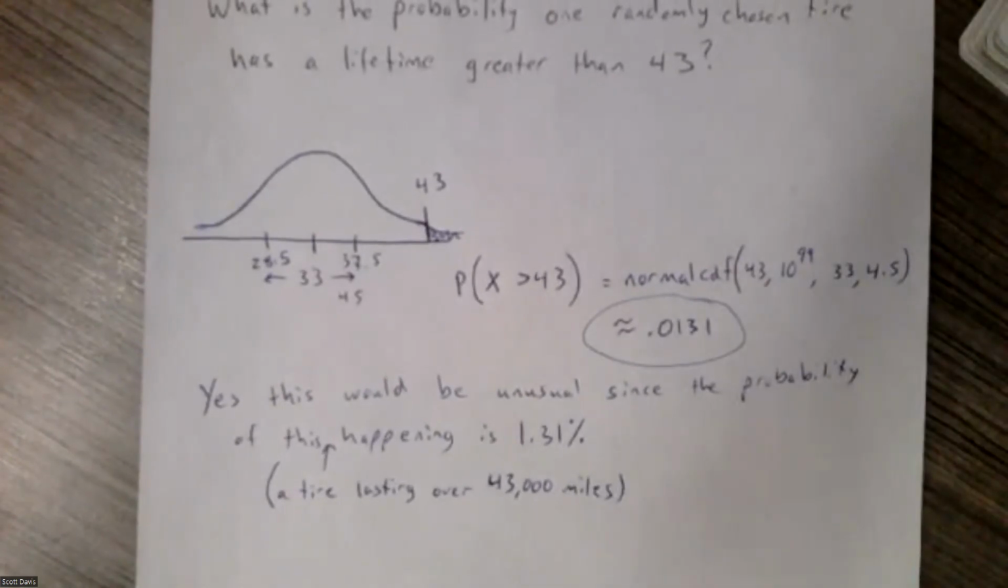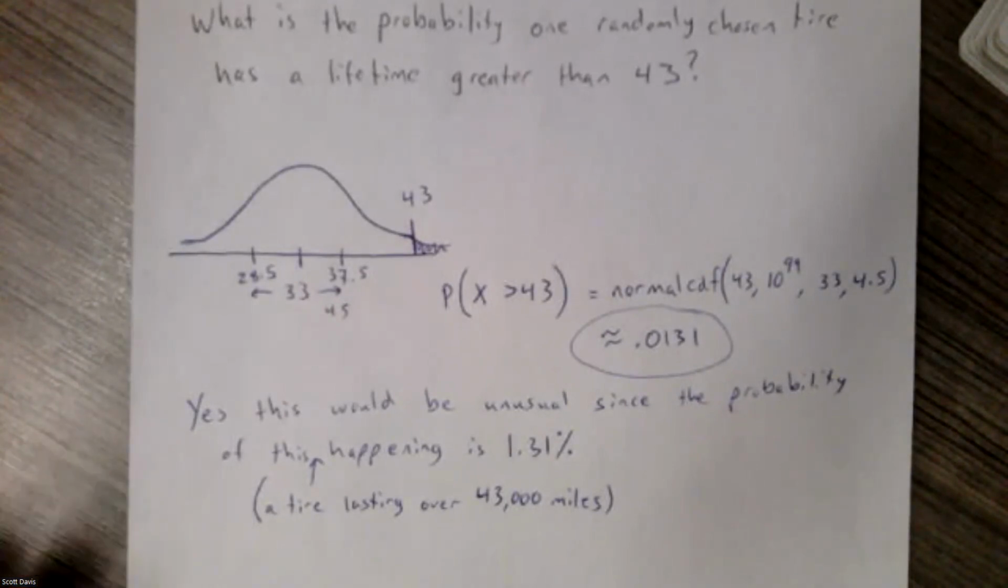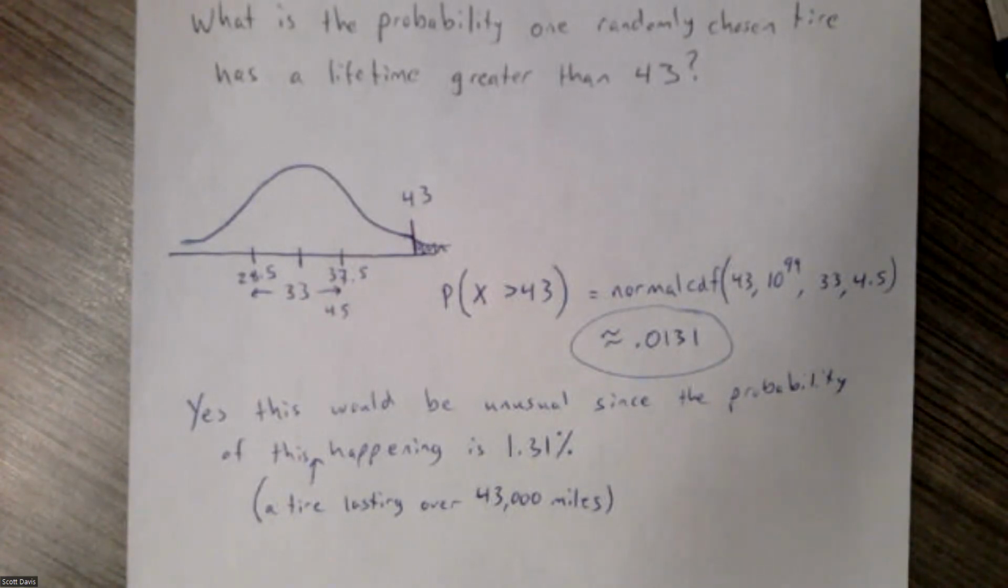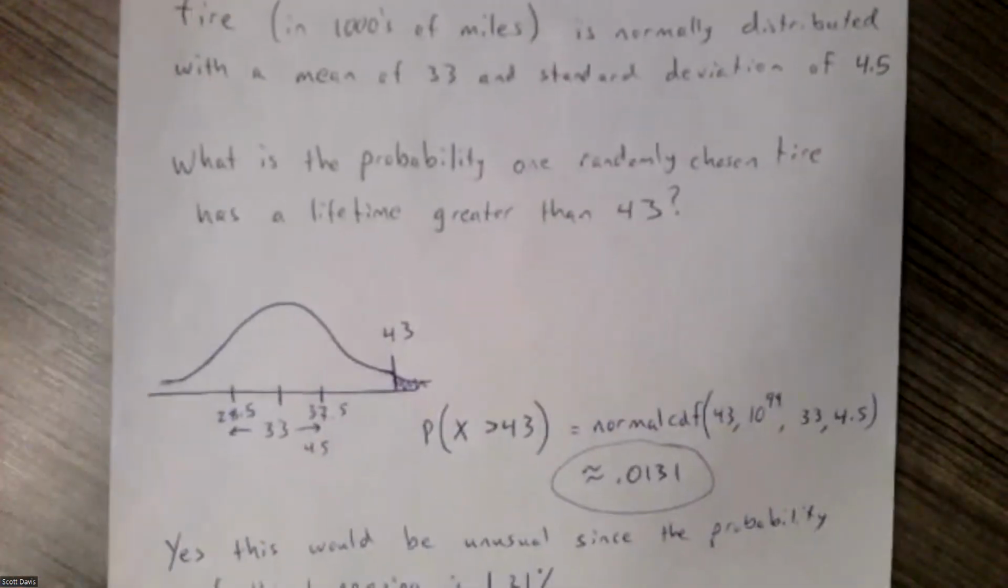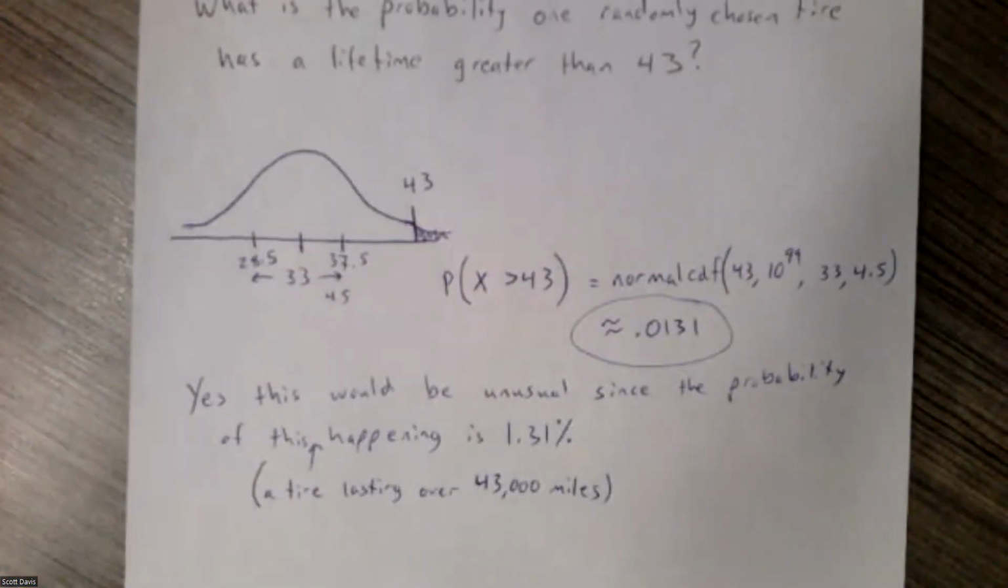Then part 2, it would say, yes, it's unusual. The probability of this happening, this being a tire lasting over 43,000 miles, is 1.31%. Something to note, I have left plenty of space for feedback. If I'm going to be giving you feedback on the work that you're submitting, I need to have room to write the feedback. If you're using lined paper, I need you to skip lines between every step of your work so that I can write comments and give you that appropriate feedback. So here's a really nice example of the distribution and the work that is supporting our answer.